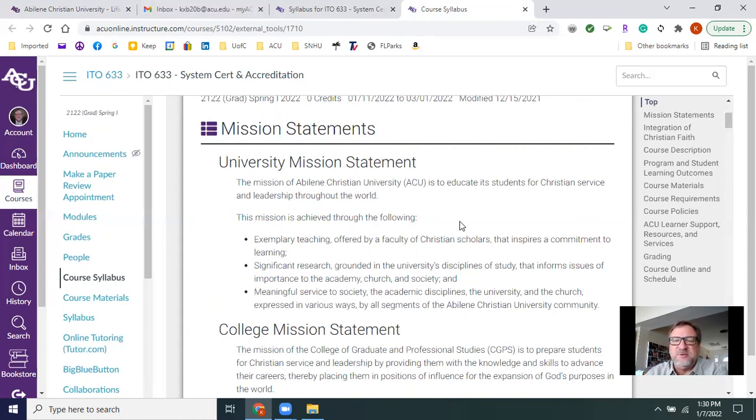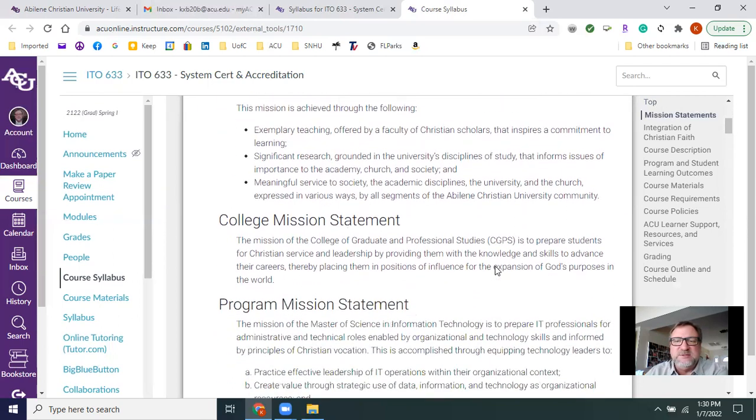There's significant research grounded in the university's disciplines of study that informs issues of importance to the academy, church, and society, and meaningful service to society, academic principles, the university and church, expressed in various ways by segments of the ACU university community. I'm very grateful to be part of ACU.